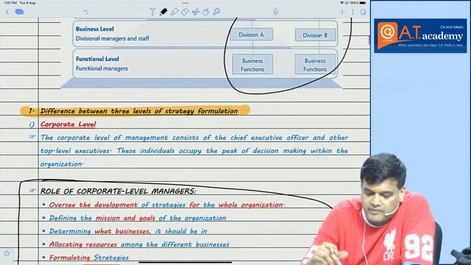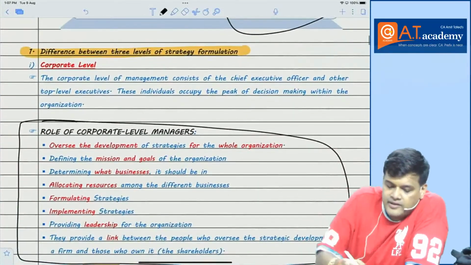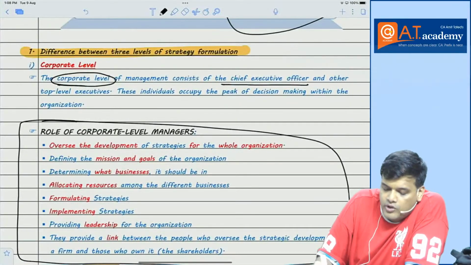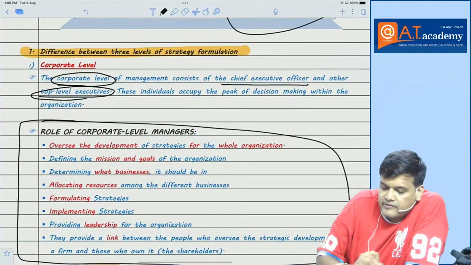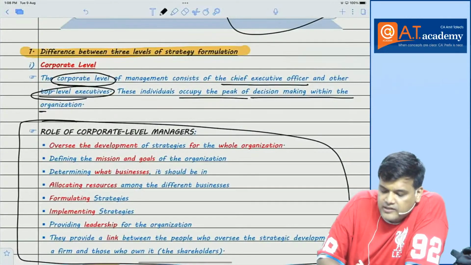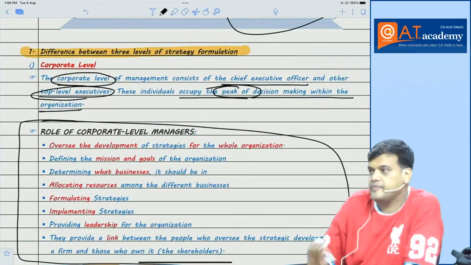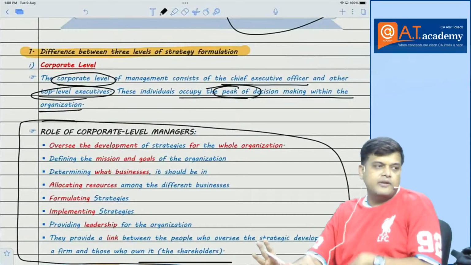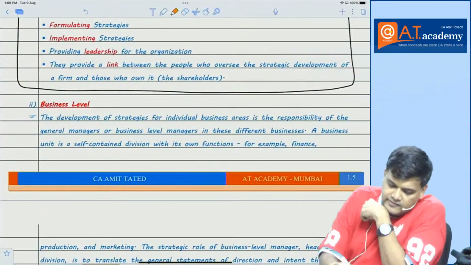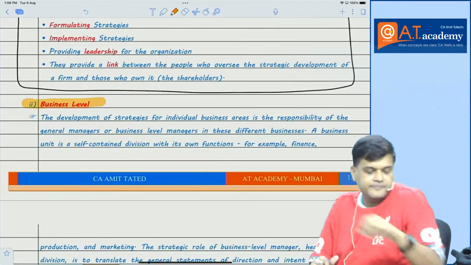Okay, corporate level manager. The corporate level management consists of the CEO and other top level executives. These individuals occupy the peak of decision making within the organization. मतलब top decision making, peak decision making is done by them. ठीक है. Read business. Business is very interesting.